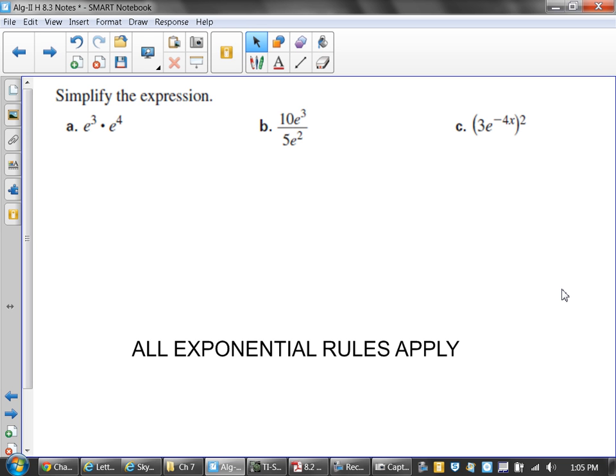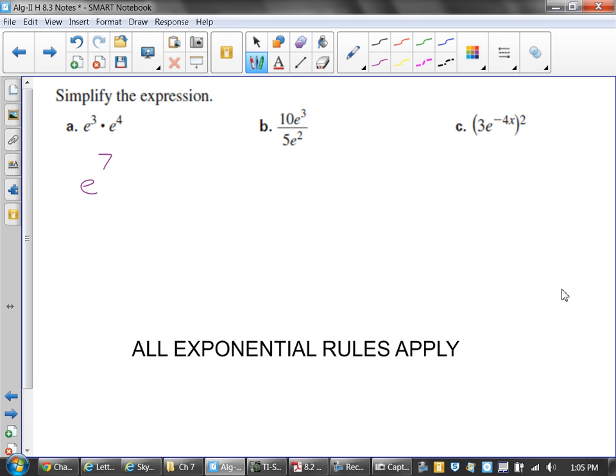Again, when you're worried about simplifying expressions, if they have the same base, you're multiplying with your exponents, what do you do to the exponents? Add the exponents. So e to the third times e to the fourth becomes e to the seventh. Very good. You treat it the same way as you would if it was an x, if it was the number 3. All these same exponent rules here still hold true.